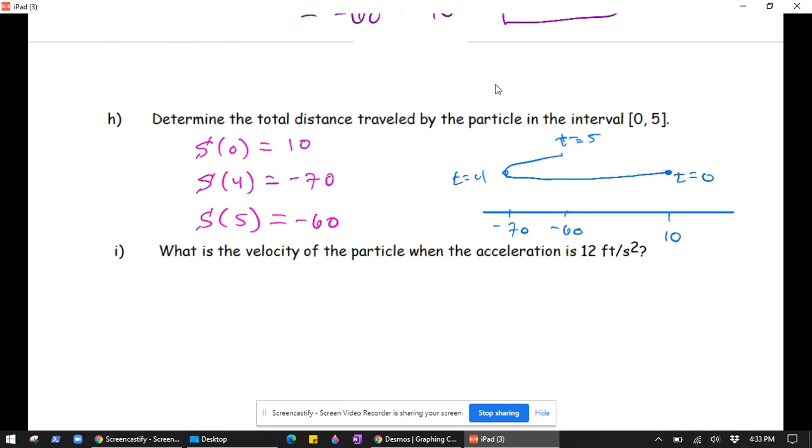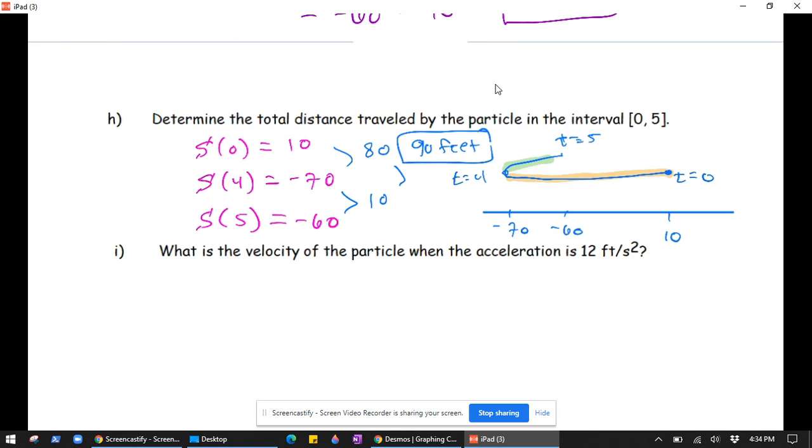So what you care about in this diagram to get total distance is you care about that distance, and then you care about that distance. We can add those up, or we can understand them by just finding the distance between these two numbers. That distance is clearly 80. That distance is clearly 10. So the total distance traveled would be 90 feet. Okay, everything got counted as positive.